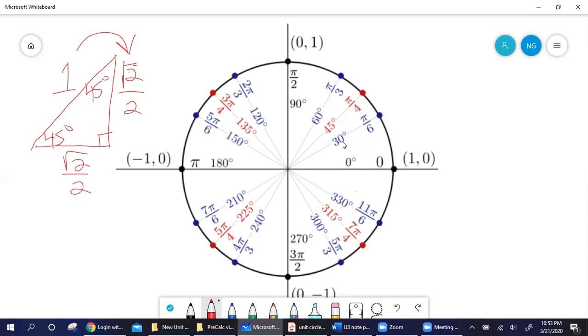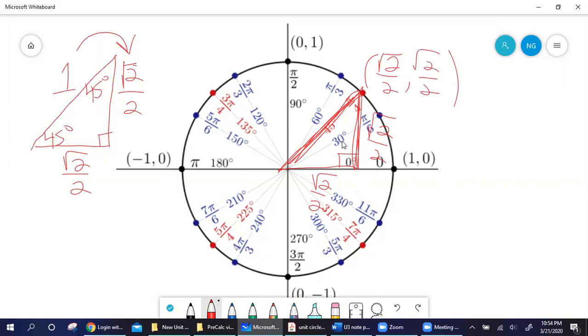So if I just slide that triangle over here, build myself a right triangle. Both legs are root 2 over 2. So the coordinates are root 2 over 2, comma, root 2 over 2. So the cosine is root 2 over 2. The sine is also root 2 over 2.